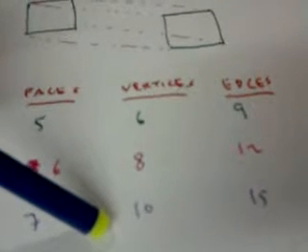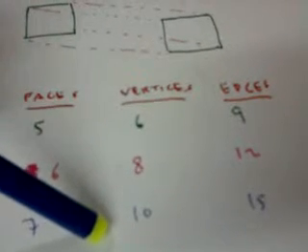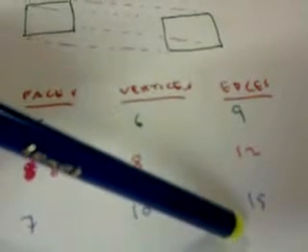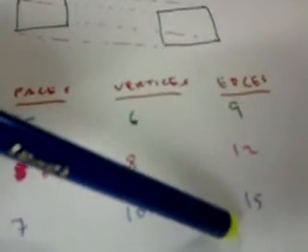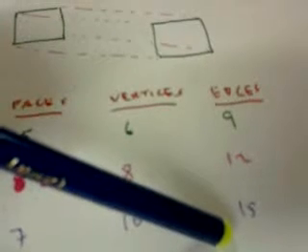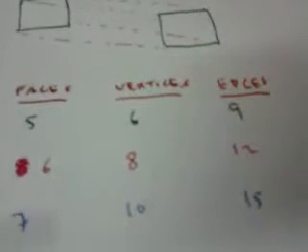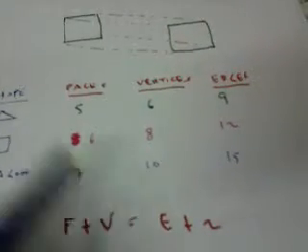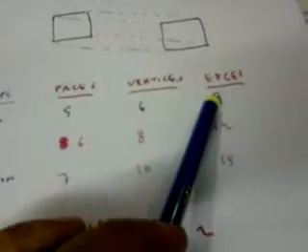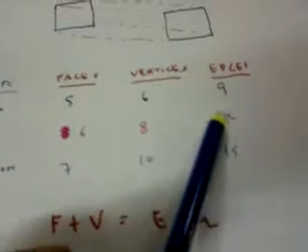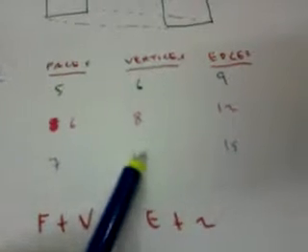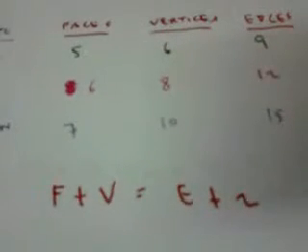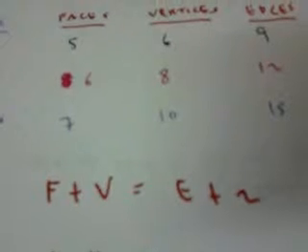Number of vertices in a pentagon is 5. So 2 pentagons will have 5 into 2, 10 vertices. Number of edges will be 5 on each base, that makes it 10, and 5 edges in the 5 rectangles which are joined to each other. So 15. Now if you look carefully, in all these figures F plus V equals E plus 2. 5 plus 6 equals 9 plus 2. 6 plus 8 equals 12 plus 2. 7 plus 10 is 15 plus 2. This is called Euler's theorem, which we can use in many of the sums.